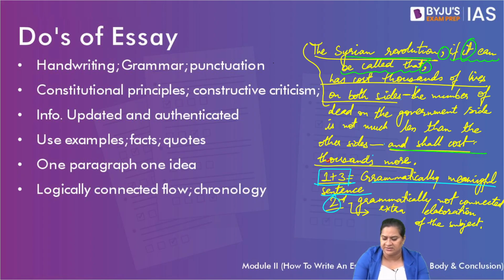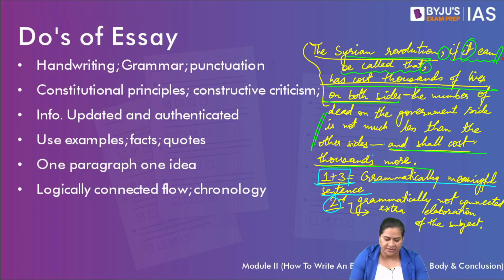So this is the actual sentence that we are reading: The Syrian revolution has cost thousands of lives on both sides and shall cost thousands more. In between, with double commas stuffed in between, double dash stuffed in between, extra enumeration is created. This is just extra enumeration, extra elaboration of the core sentence.